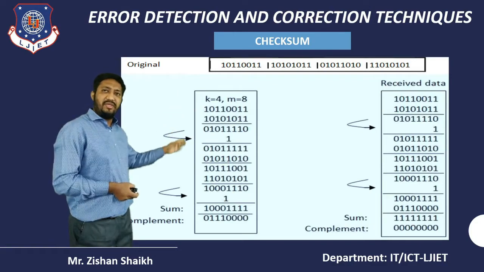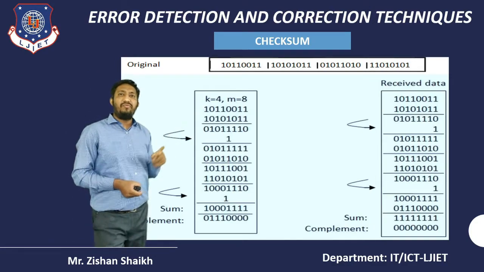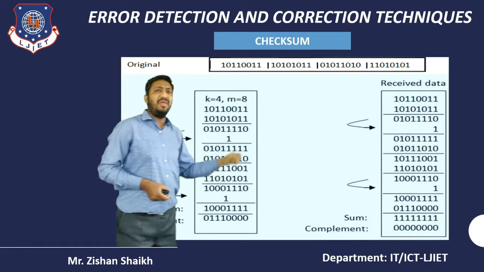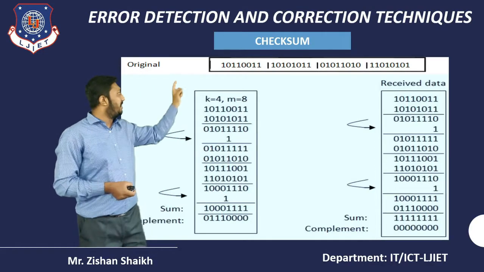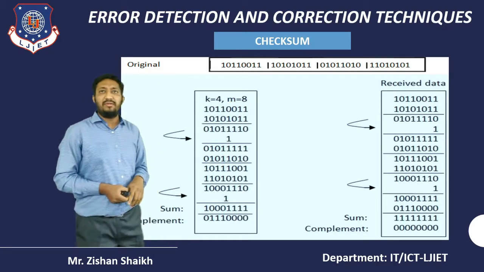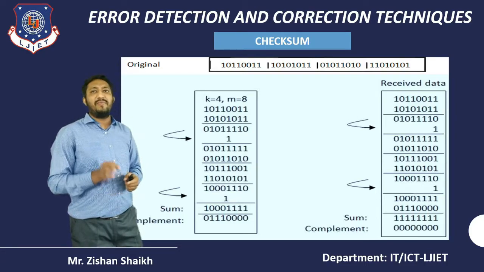At the sender side you can see here k is equal to 4, because our total number of segments is 4: 1, 2, 3, 4. Each and every segment has 8 bits. That's why we write m is equal to 8. Now the task is arithmetic one's complement.